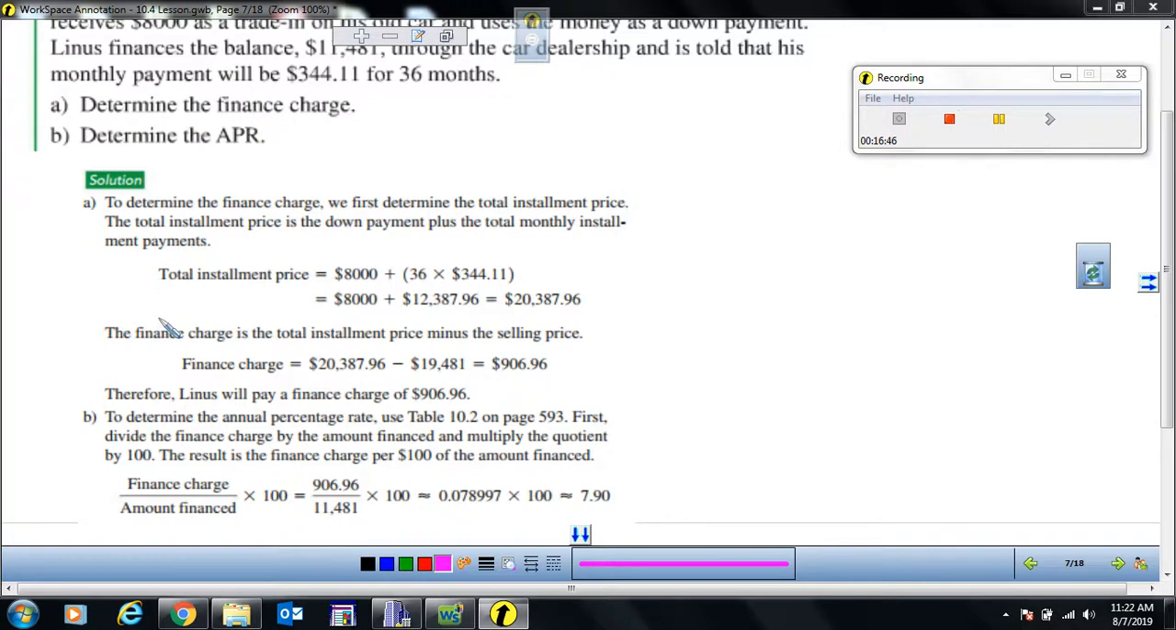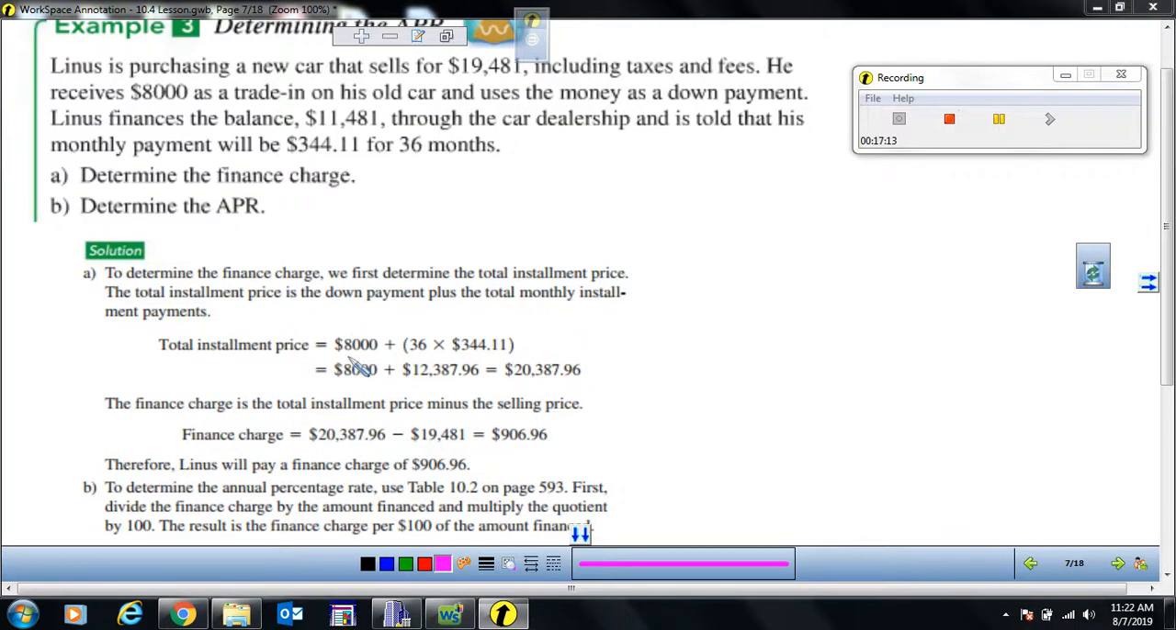problem that it says here, to determine the finance charge, we first determine the total installment price. So that's going to be the first thing you're going to do. Always, to find the finance charge, you need to find the total installment price. The total installment price is the down payment plus the total installment payment. So $8,000 was what he gave as the down payment, and the total monthly installments, it's going to be multiplying, you already know the monthly payment, times the 36 months, so that gives a total of $12,387 with 96 cents.